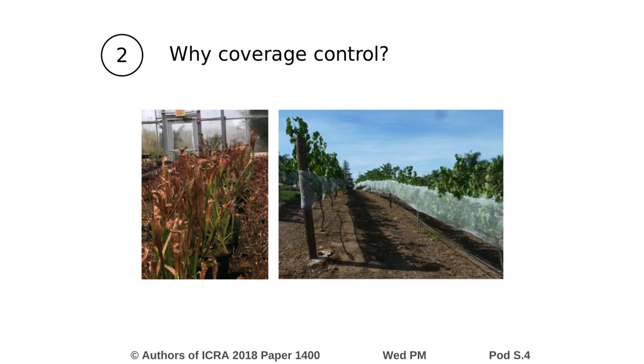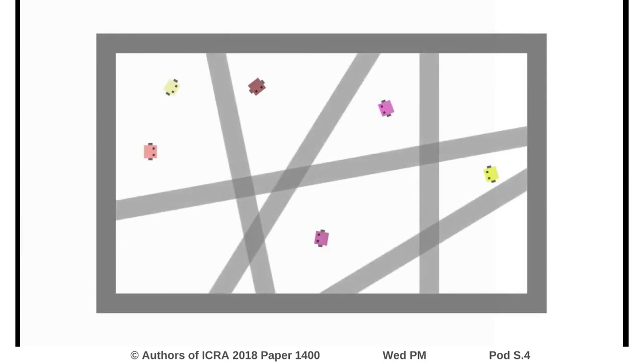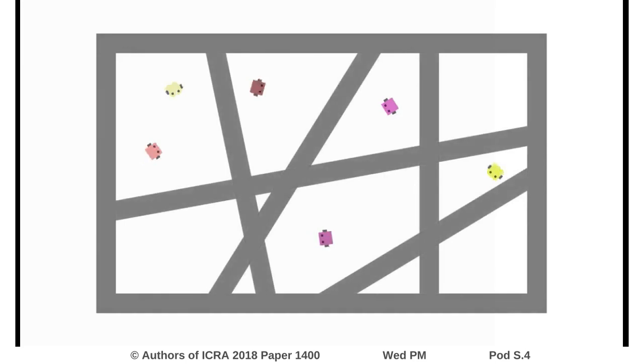Let's look more in detail at these challenges. Under coverage control, the robots spread out to cover an area. In the video, the area enclosed by the gray rectangle. What if there are wires in the environment and the robots are constrained to stay on them?